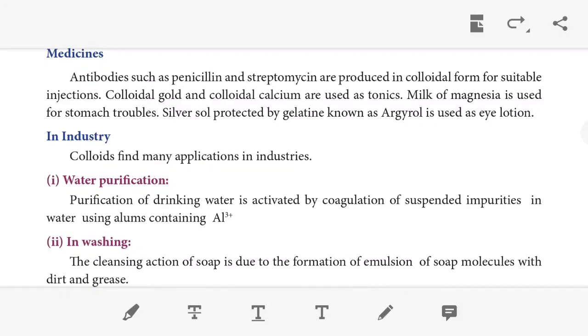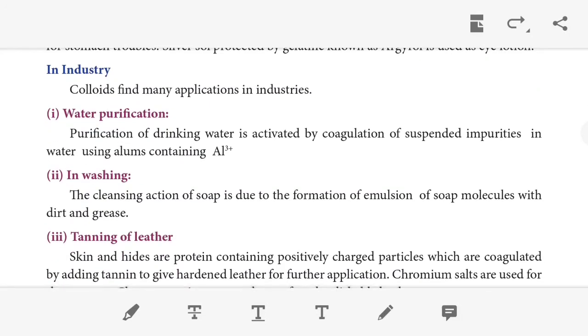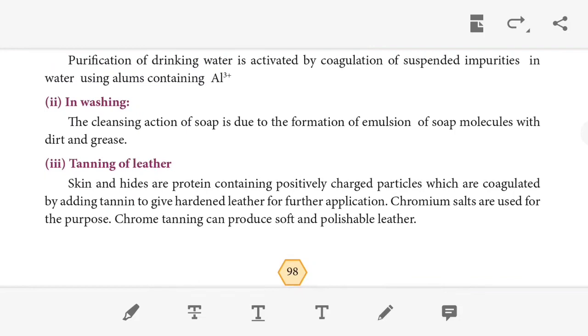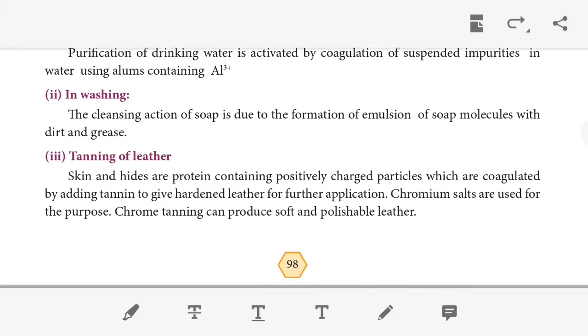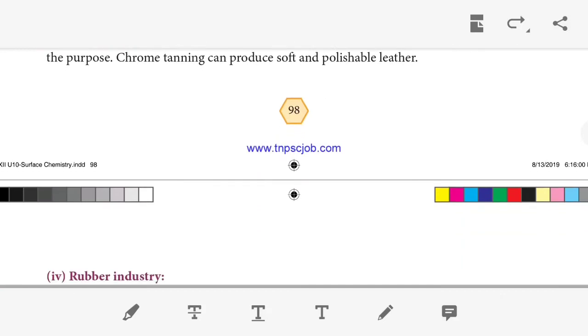The alums contain aluminum, Al3+. In washing, the cleansing action of soap is due to the formation of an emulsion of soap molecules with dirt and grease. Then tanning of leather: the skin and hides are protein containing positively charged particles, which are coagulated by adding tanning agents to give hardness to leather and for further applications. Chromium salts are used for soft and polishable leather.